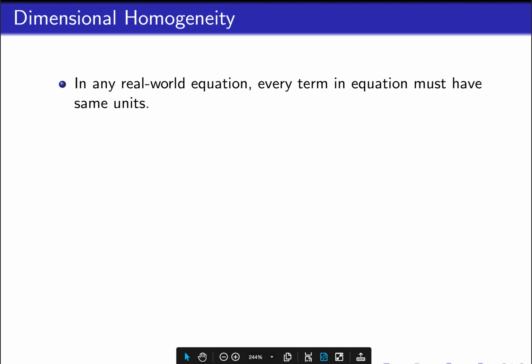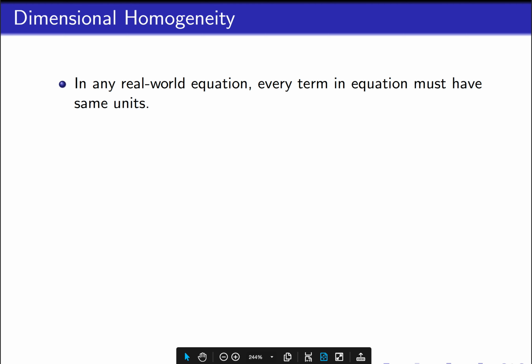Next, we are going to discuss how to determine the units of a particular variable that we may not know the units of. To do this, we use a concept called dimensional homogeneity. This says that all terms in an equation must have the same units. And this should make intuitive sense, since we really shouldn't be able to add length to time, or be able to subtract force from energy.